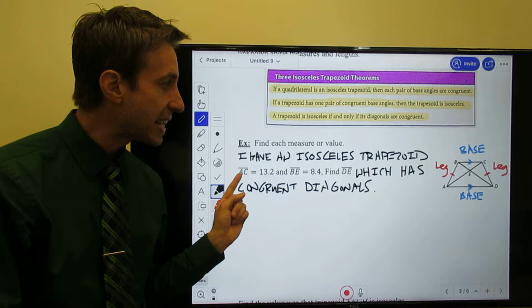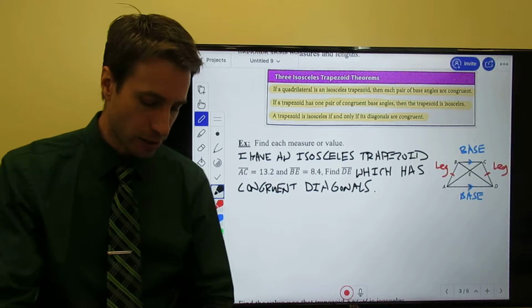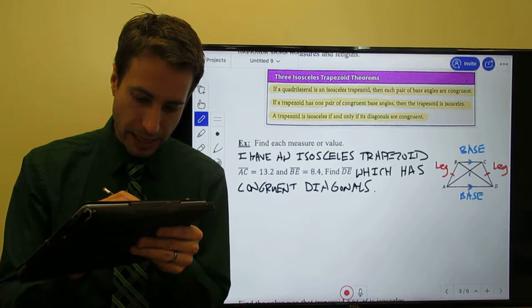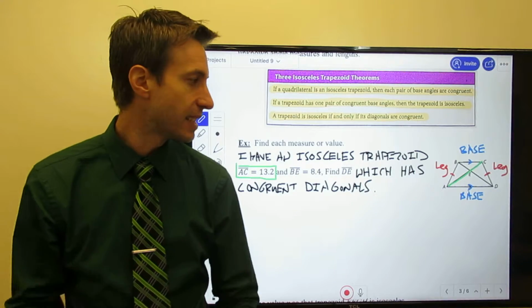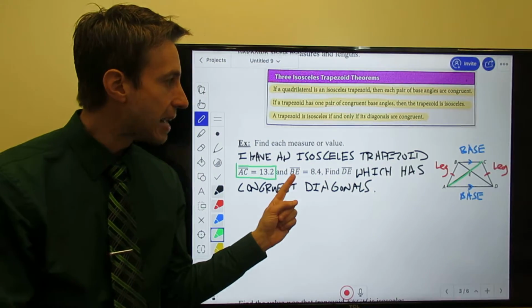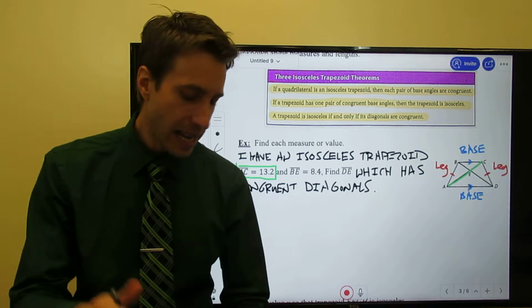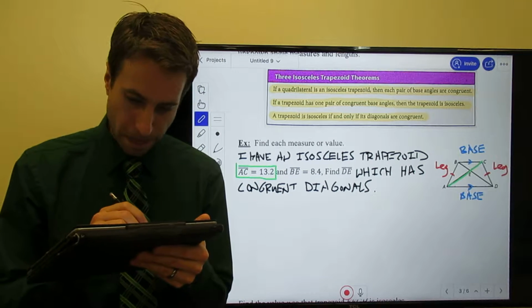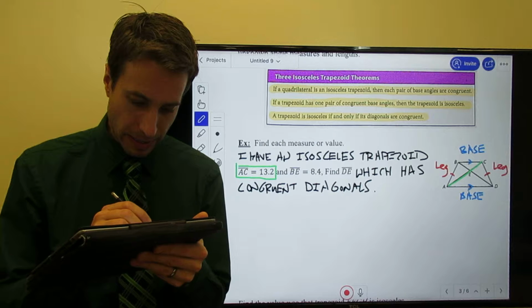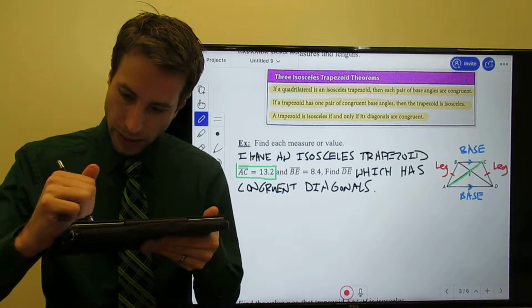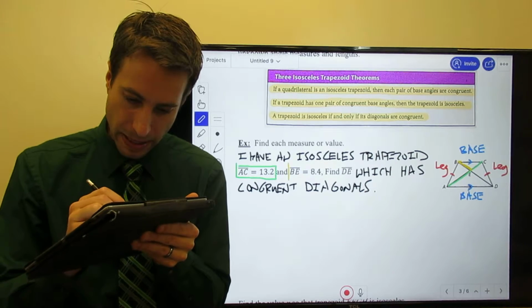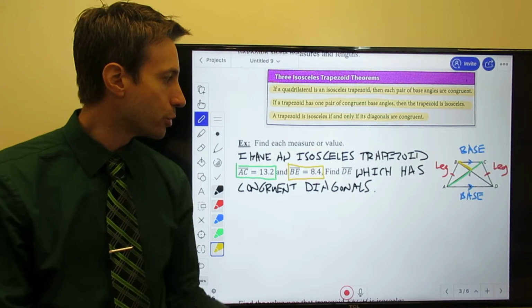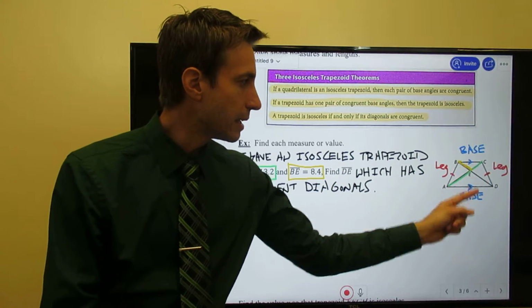I am told that AC is 13.2. So right here in green, AC is 13.2. And BE is 8.4. In yellow, BE, right there, BE is 8.4. What I want you to do is find DE.